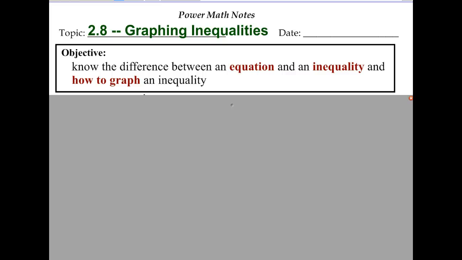This is section 2.8 from Algebra 2. We are going to graph inequalities. Our objective is to know the difference between an equation and an inequality and how to graph an inequality.